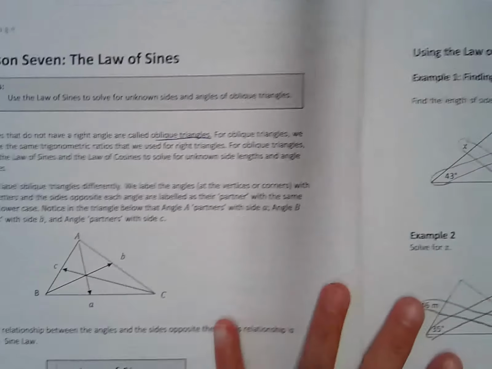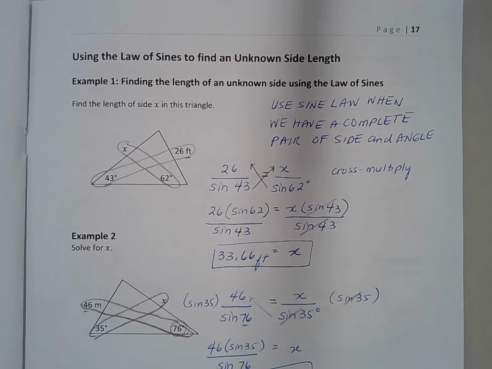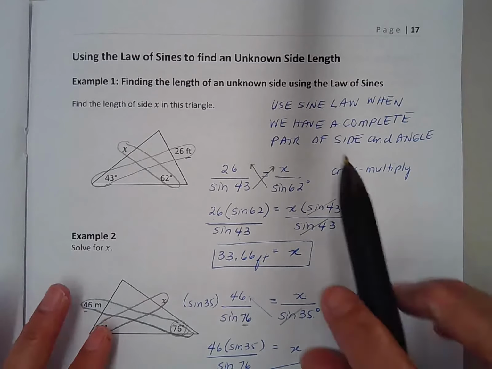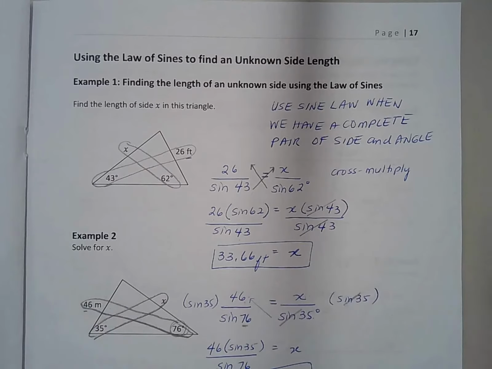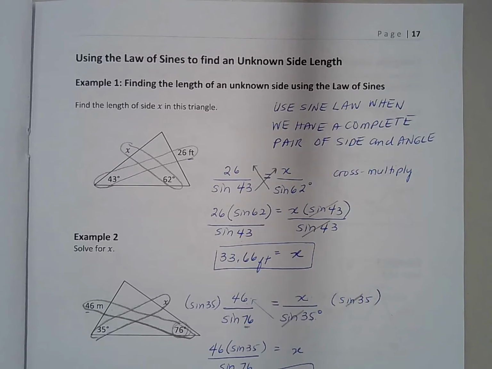So yesterday I said that this is an indication on how to spot or how to know when to use the sine law. So we said that to use the sine law, we have to have a complete pairing of side and angle. Okay, and we can see that, right?